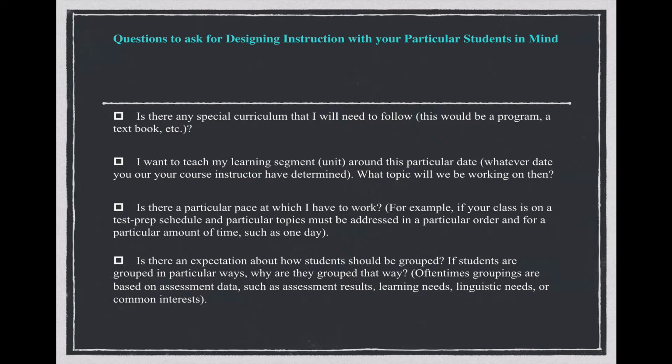Again, asking your cooperating teacher, this second one is, to say, I want to teach this unit on whatever date, 6th week or 7th week of student teaching. What topic are we going to be working on then? You need to have buy-in and cooperation from your cooperating teacher so that you aren't just deciding what you're going to teach 3 days before you teach and record.